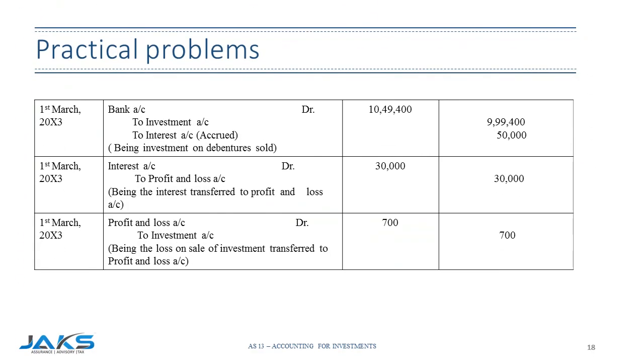Journal entries for the sale of debentures. Bank account debit, Rs 10 lakh 49,400 only. Investment credit, Rs 999,400. Interest accrued credit, Rs 50,000. Here, 10 lakh 49,400 is the net amount received after deducting brokerage.